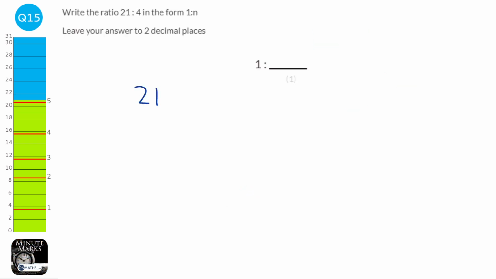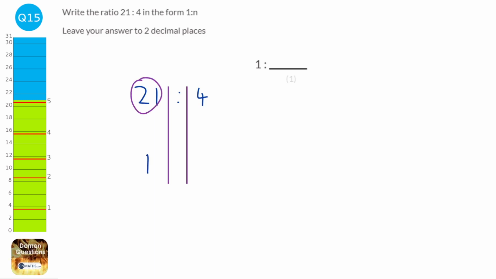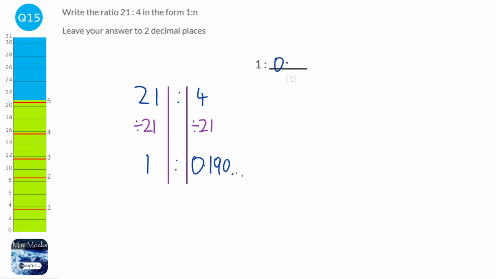So we're given 21:4 is the ratio. And we're just going to have our lines in, because what we need to do is make the left hand side be 1. And to do that, for 21 I need to divide it by itself, divide it by 21, and we're going to do the same to the right hand side. So 21 divided by 21 is 1. Perfect, that's what we wanted. 4 divided by 21 is 0.190 and so on. It says it wants it to 2 decimal places, so it's going to be 1 to 0.19.